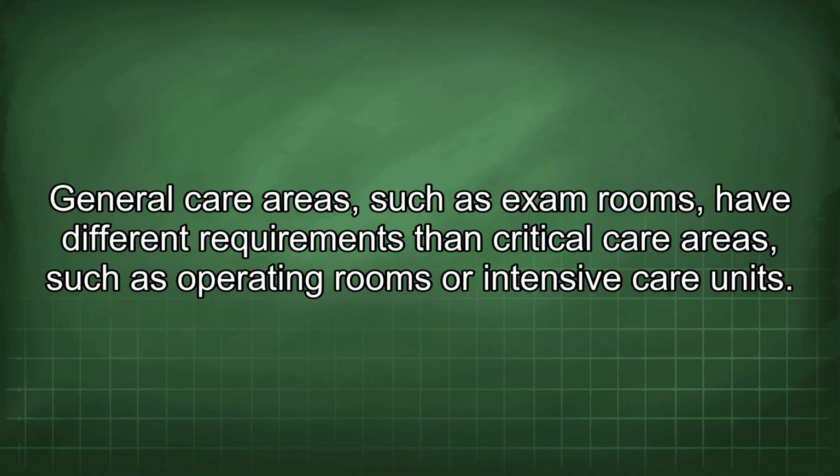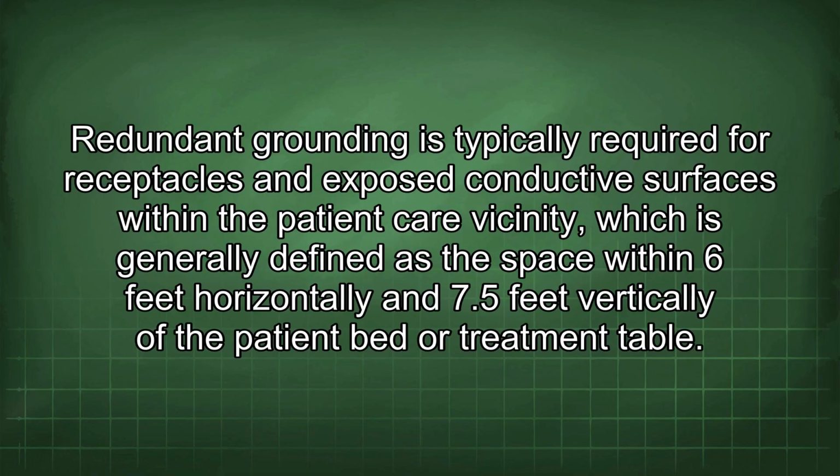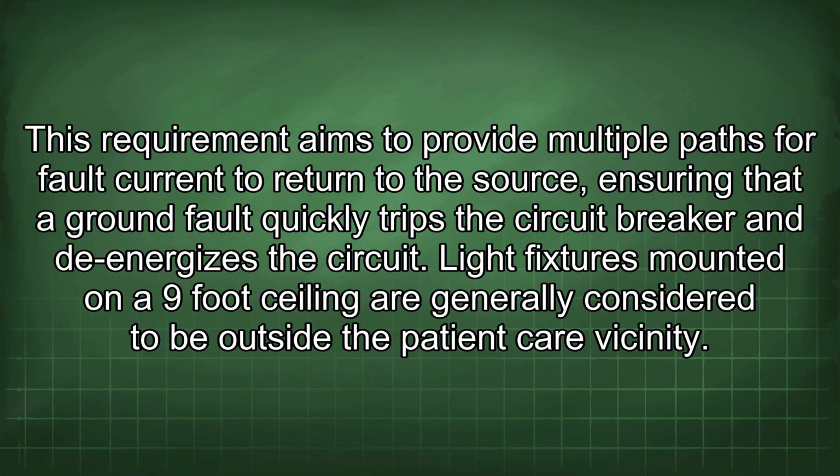care units. Redundant grounding is typically required for receptacles and exposed conductive surfaces within the patient care vicinity, which is generally defined as the space within 6 feet horizontally and 7.5 feet vertically of the patient bed or treatment table. This requirement aims to provide multiple paths for fault current to return to the source, ensuring that a ground fault quickly trips the circuit breaker and de-energizes the circuit.